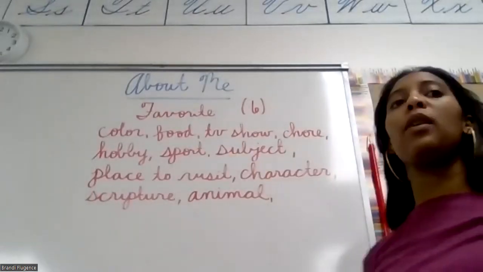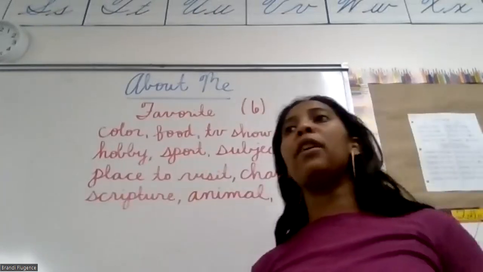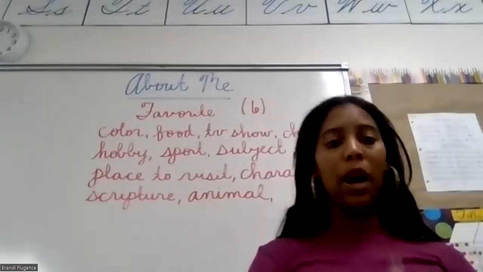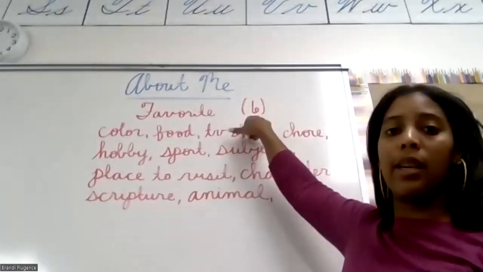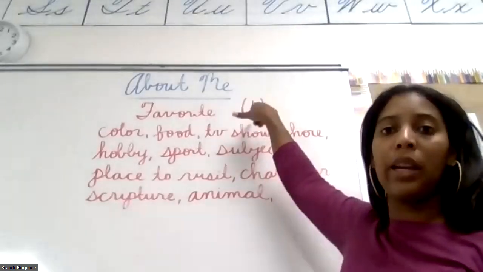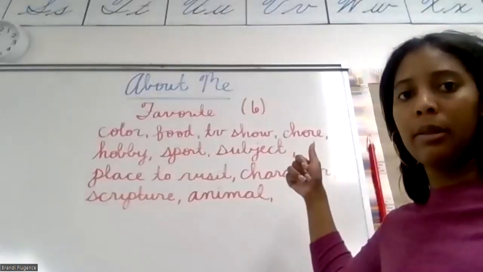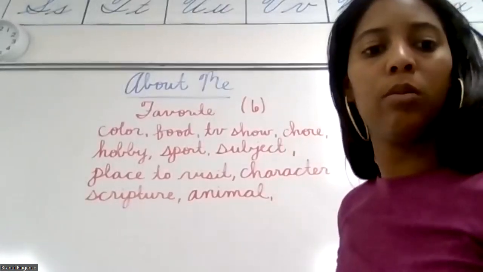So how would your sentence be? My favorite place to visit is such and such. My favorite color is, okay? That's how you have to start each sentence, with "my favorite" and whatever it is that you pick. That's six sentences. That should be six things that you pick as your favorite. I'll give you a few minutes to work on that. Do y'all understand? All right, go ahead. I'll give you 10 more minutes for that.